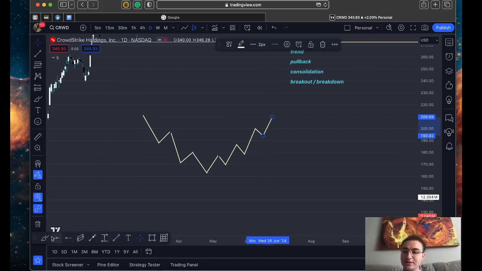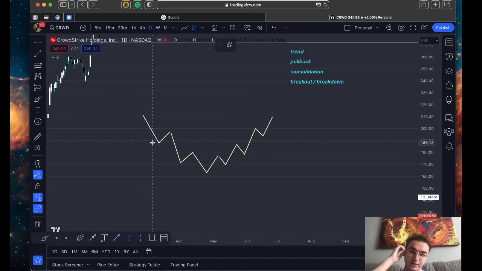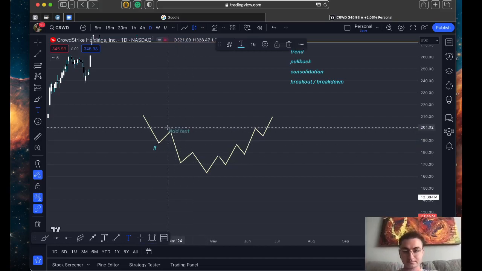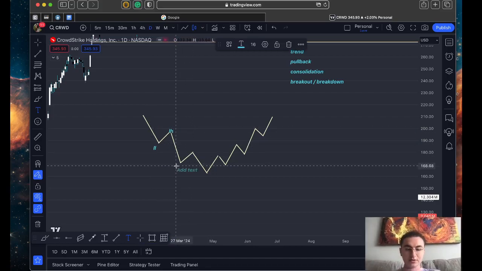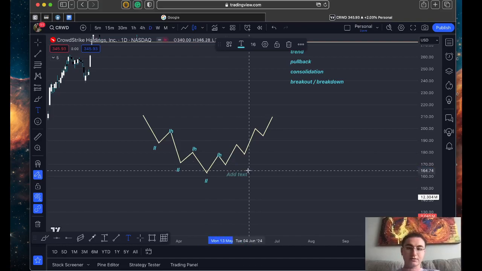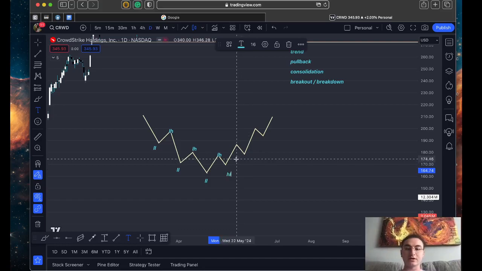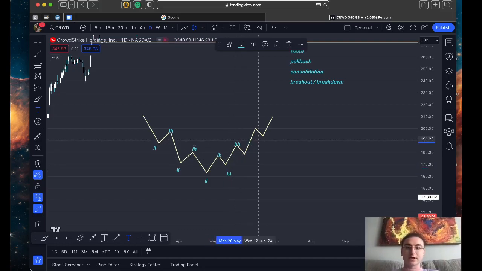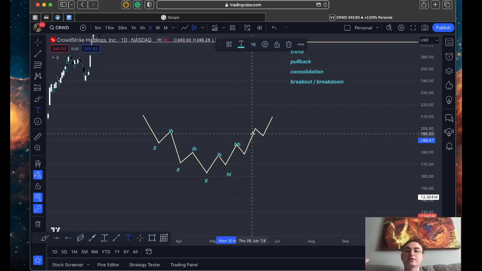So we can see here, where's the text? There we go. Lower low, lower high, lower low, lower high, lower low, lower high. But wait a second. Higher low, higher high. Dun dun dun. This is when you can either make a lot of money, or you can lose a lot of money.